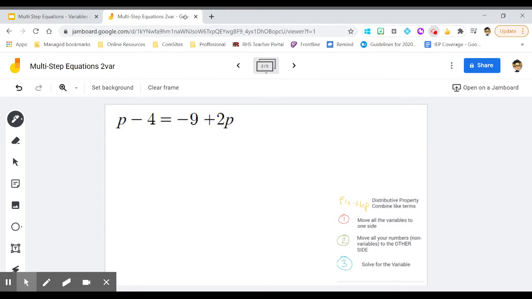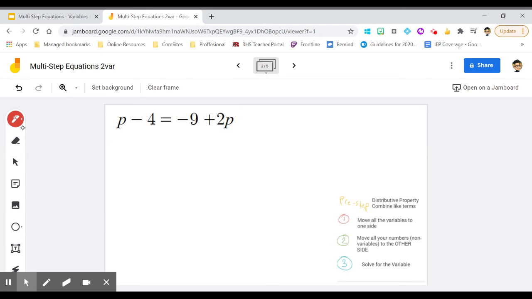Now, this next problem is a problem that we would have done in class. So let's take a look at this problem. So I take a look. No distributive property. This is a p and this is a 4. They're not like terms. This is a negative 9 and this is a 2p. They're not like terms. Okay. All right. So now, yellow step, no pre-steps.